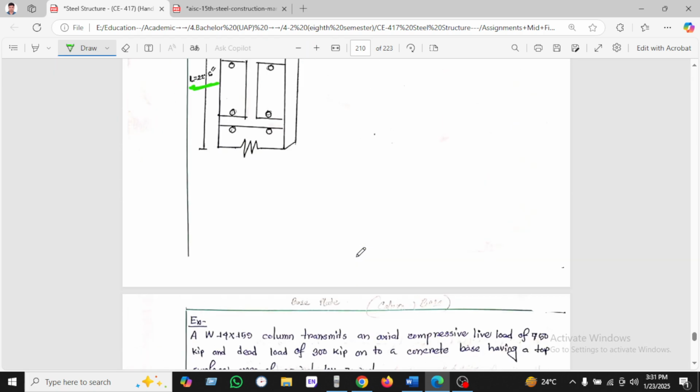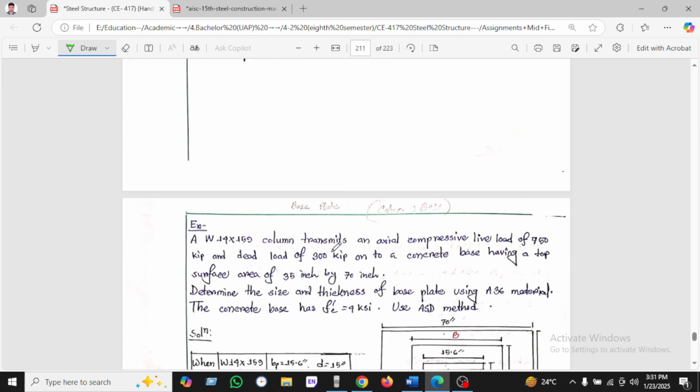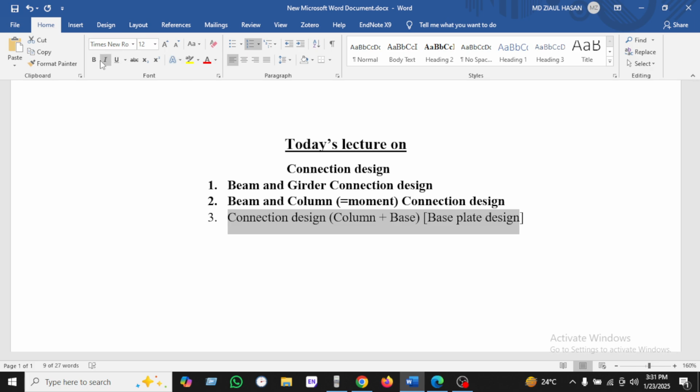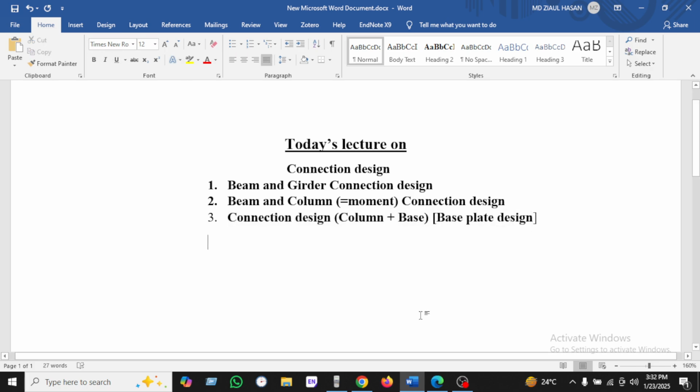So let's see another example. So this is completed, you can say the moment connection or beam-column connection. Now we'll see the connection design of beam to base plate, beam or footing, which is the base plate design. So now we'll see the base plate design, how we'll calculate it. So let's see.